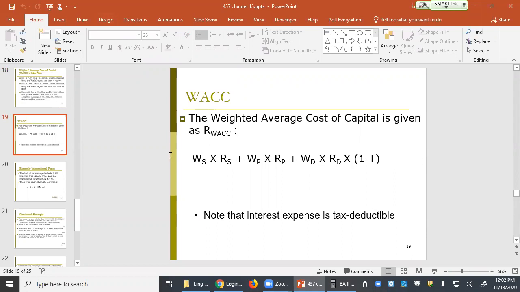So this is the equation. We know RS is the cost of equity, RP is the cost of preferred stock, while RD times 1 minus the tax rate is our after-tax cost of debt. So we know that already. But what are the W's? The W's are capital structure weights.